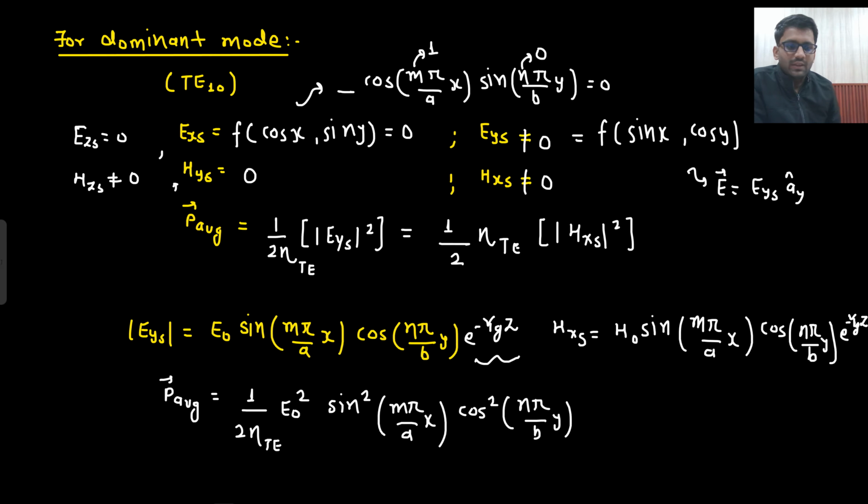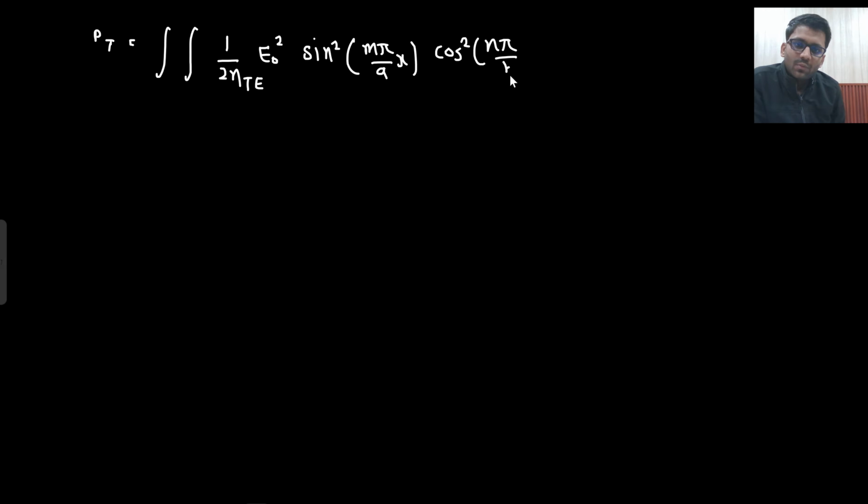Now I need to find P total. Just a second. Okay. 1 by 2 eta TE naught square, then sin square, cos square n pi by b into y, and dx dy. Okay, and here x is going from 0 to a and y is going from 0 to b.